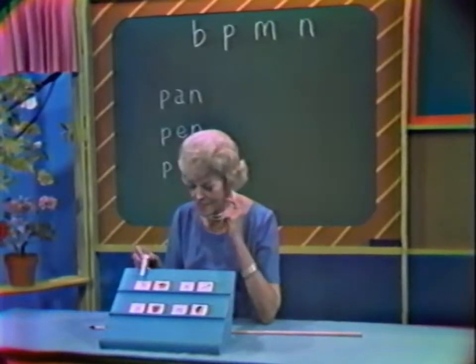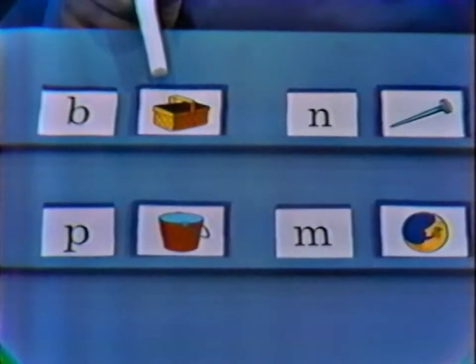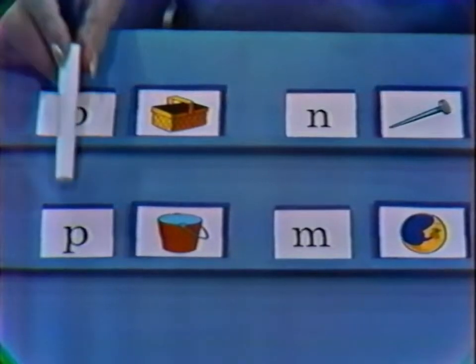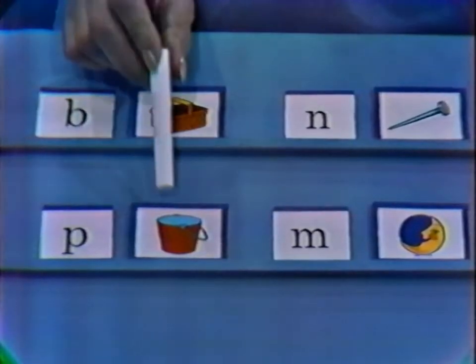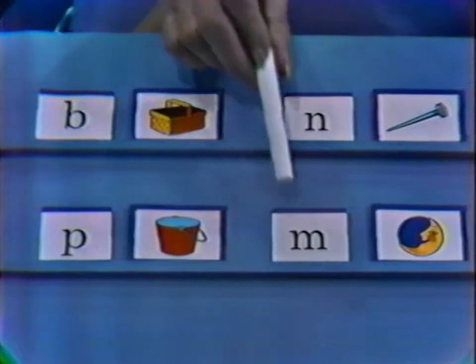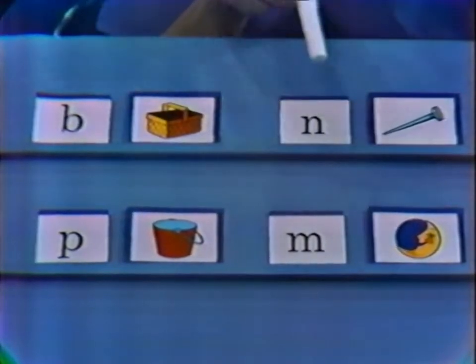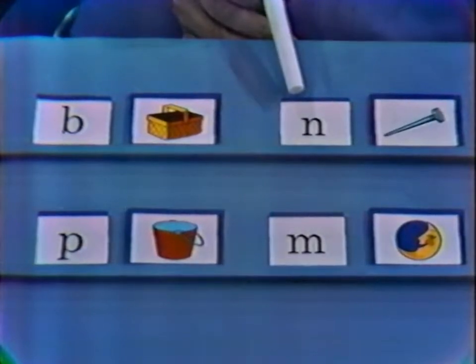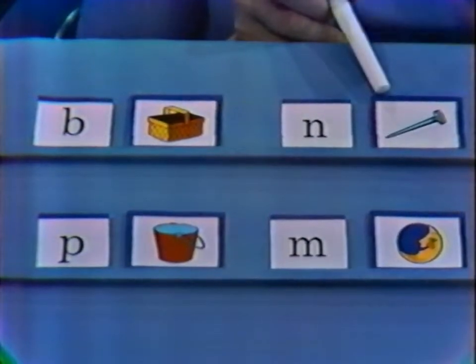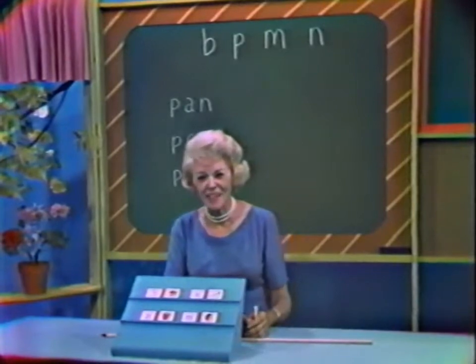The B is the first sound in basket. Basket. The P is the first sound in pale. Pale. M, moonlight. N, nail. Let's say them again.